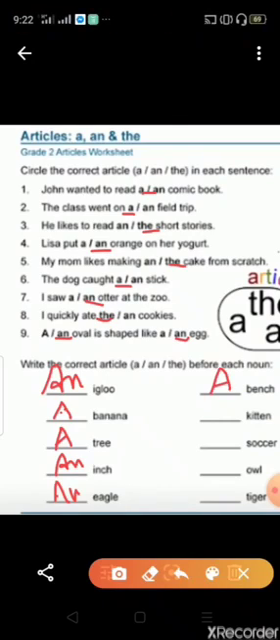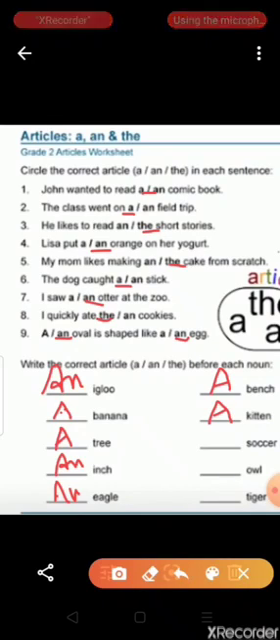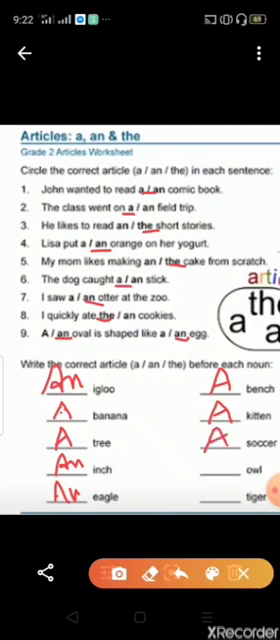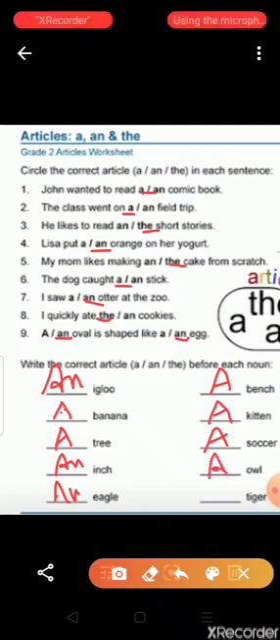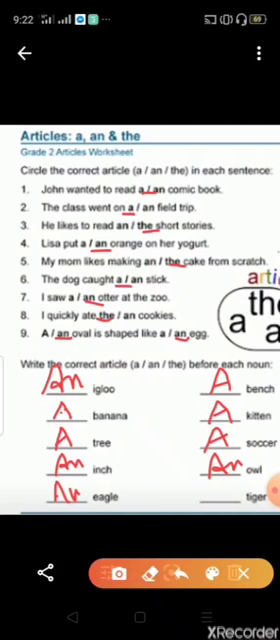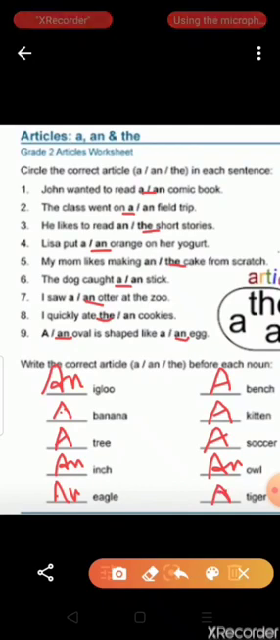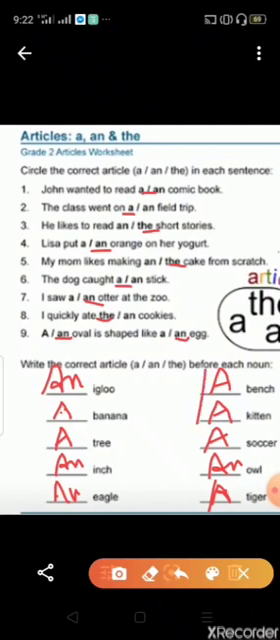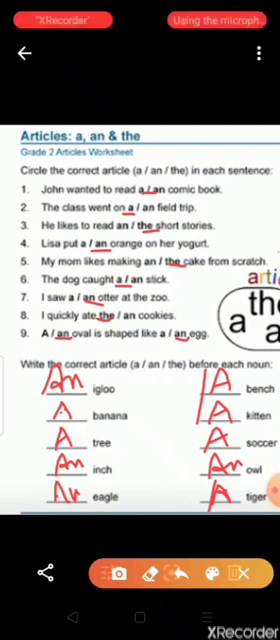A bench, a kitten, a saucer, an owl, a tiger. We can use the over here also, a or the. And here we can use the also, the bench or a bench.